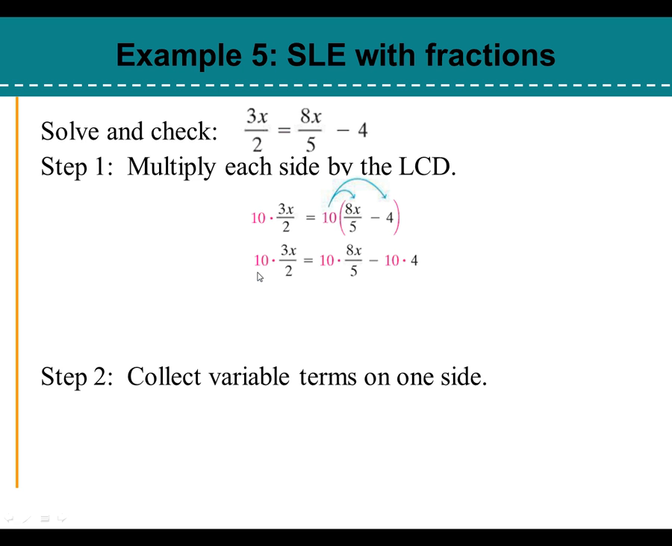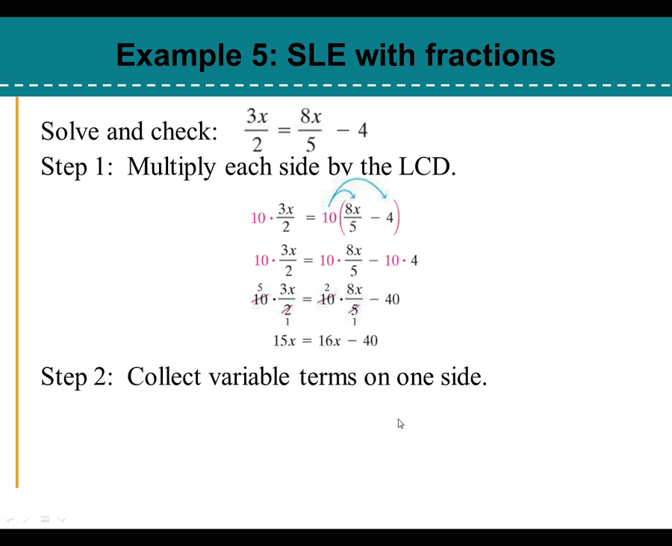And keep in mind, the reason we're doing this is to get rid of the fractions because 2 goes into 10 and 5 goes into 10. 2 goes into 10 5 times. 5 goes into 10 2 times. So then our next equation is not going to have any fractions. It's going to say 5 times 3x, which is 15x, equals 2 times 8x, which is 16x, and then minus 40. So now we have taken this equation and removed the fractions.